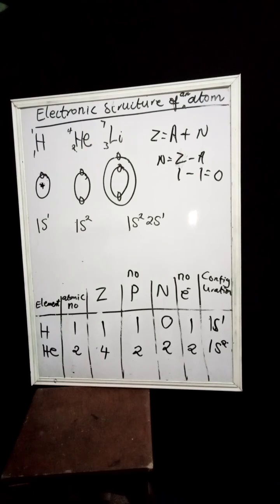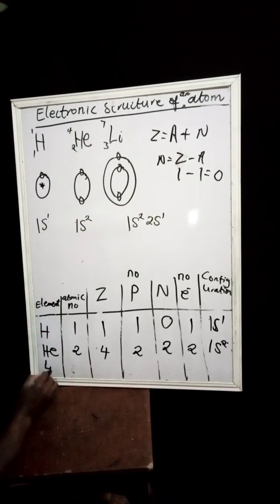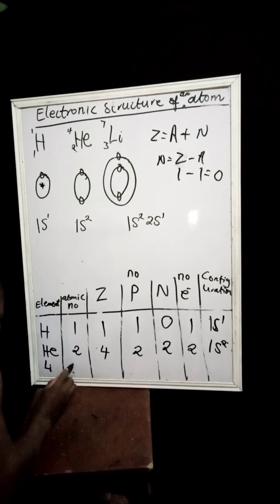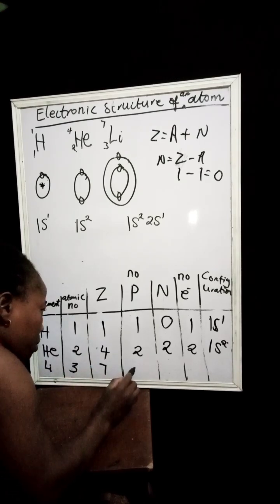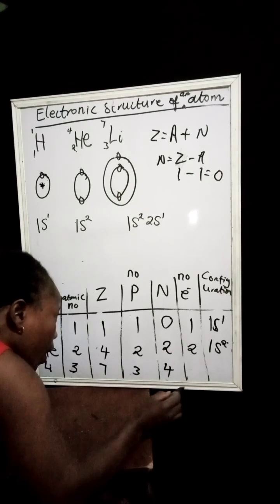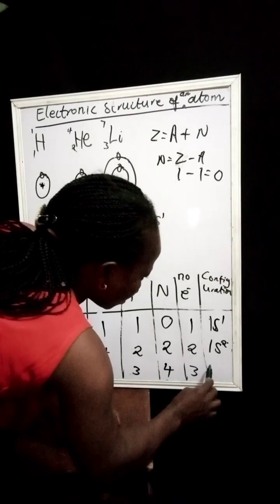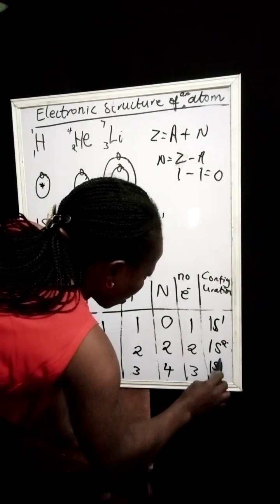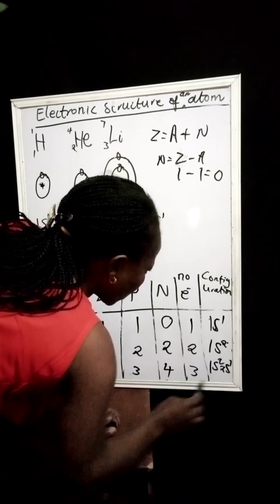So let's fill the column for lithium. Lithium, being the third element, its atomic number is 3. Then the mass number is 7. Proton number is what? 3. Neutron number is 4. Electron number is 3. Then the configuration is 1s to the power 2, 2s to the power 1.